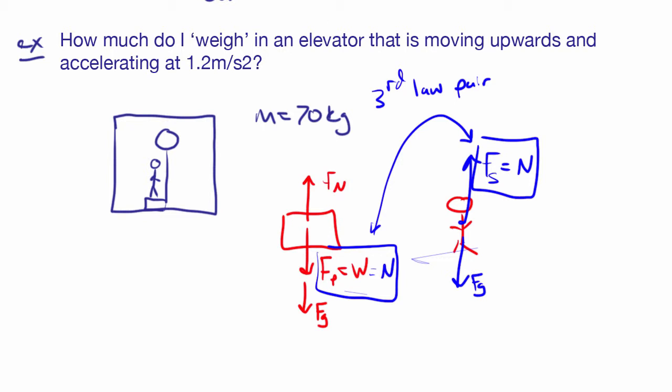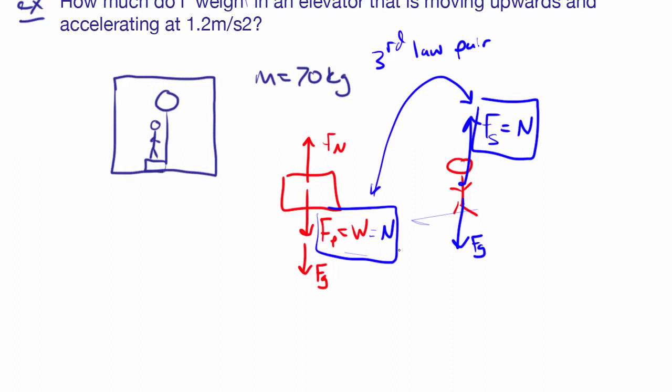Now, I put "weight" here, misspelled, in the problem in quotes, because I don't really want the weight of the person. We know what weight is, right? F sub g, that's the weight. That's defined as the weight. It's equal to mass times gravity.